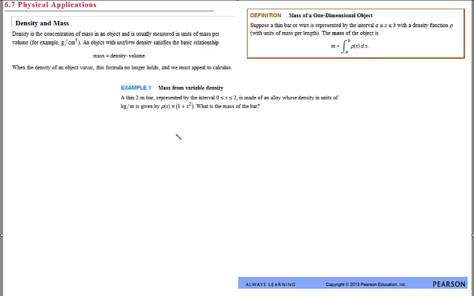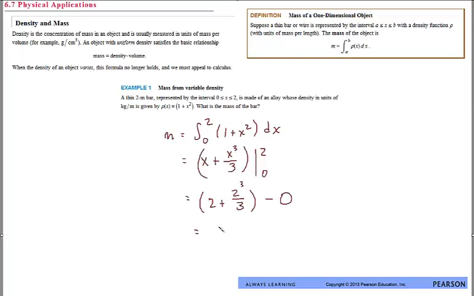So first up we have a 2-meter bar. That means along the x it goes from 0 to 2. So my integral would go from 0 to 2. I need my density function, and this density function is in the units of kilograms per meter. So 1 plus x squared dx. Then I'm just going to integrate this thing. I'll then end up with 14 over 3 kilograms. Just doing my little computation there. On to the next one.